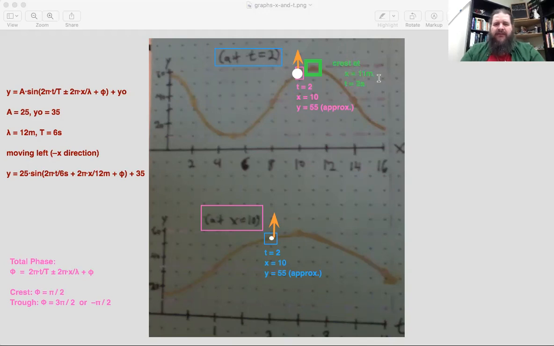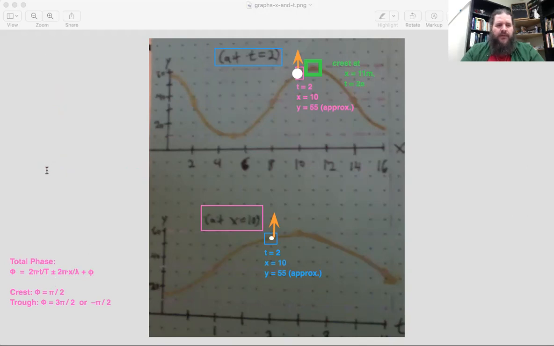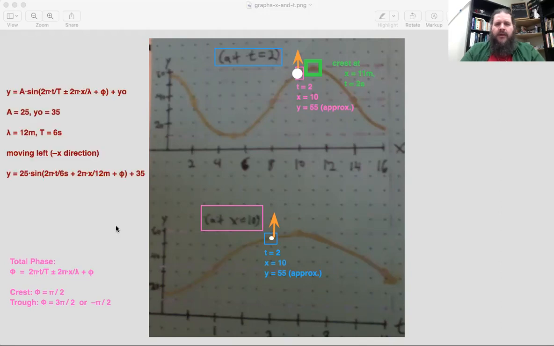So that means we can fill in 11 meters for x, 2 seconds for t in the total phase equation, and set that equal to pi over 2 because it's a crest. So we'll fill in those values. Time is 2 seconds. Position is 11 meters. And if we simplify this, it looks like phi, little phi, the phase constant, is the only unknown left. So we should be able to solve this algebraically for phi.